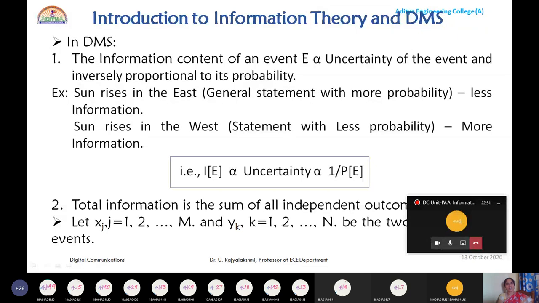But is there any information? If you say this statement, will anyone listen to you? No, because that is a general fact. Sun rises in the east only and sun sets in the west. But if I tell you that in one particular country, sun rises in the west, then what will you do? You will listen carefully because there is some information in that. A statement with less probability will have more information and a statement with more probability will have less information.